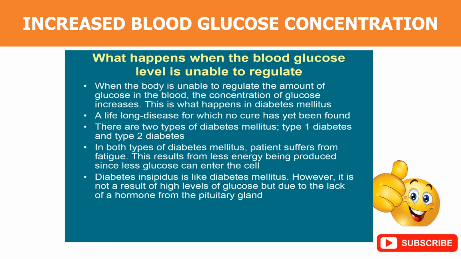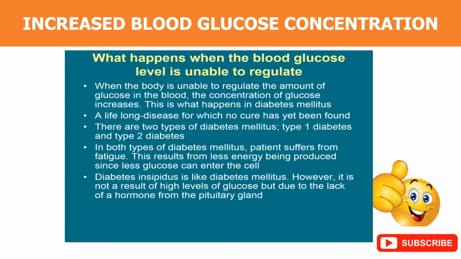What happens when the blood glucose level is unable to regulate? When the body is unable to regulate the amount of glucose in the blood, the concentration of glucose increases. This is what happens in diabetes mellitus. Diabetes mellitus is a lifelong disease for which no cure has yet been found.